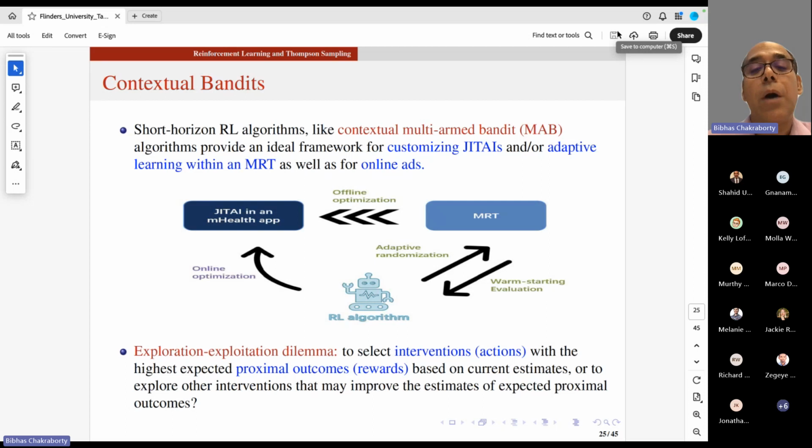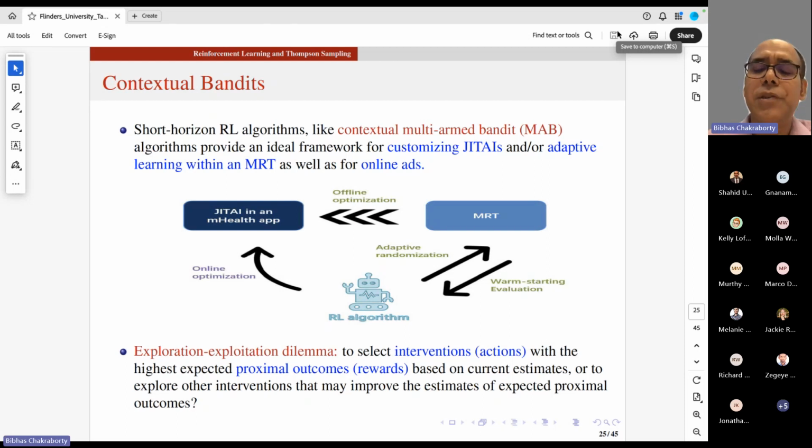But this is only in our health or behavioral space. These algorithms really got popularity in the online advertisement industry, like Google and Facebook and so on, right? So at the back end, they use some versions of these reinforcement learning, these contextual bandit algorithms.